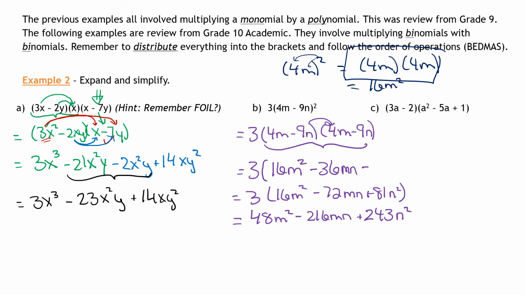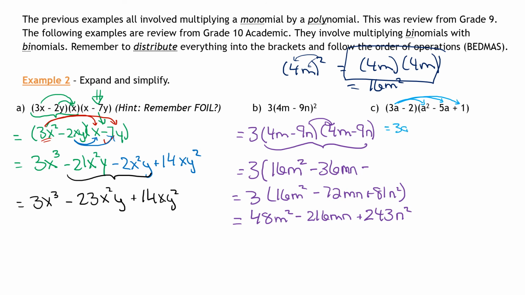Okay, last one. We've got a binomial here. This one is 2 terms, so it's a binomial. This one's a trinomial. Binomial times a trinomial. So we have to make sure every combination of multiplication gets covered here. So I'm going to start with my 3a at the front. So the 3a has to be multiplied by all 3 terms in this trinomial. That's my first step. So I'm going to get 3a.